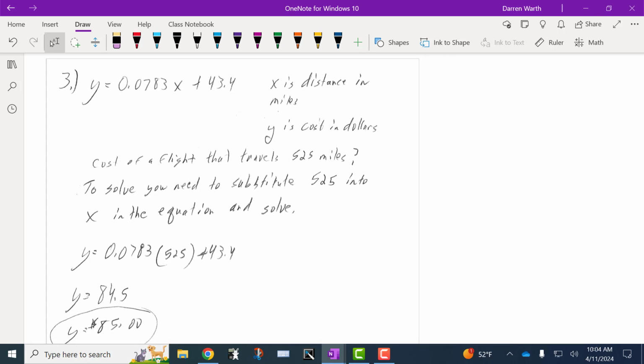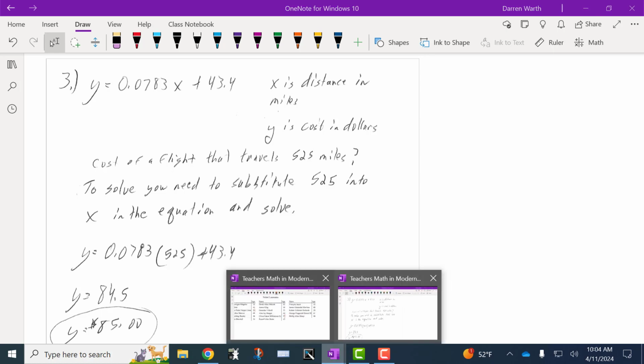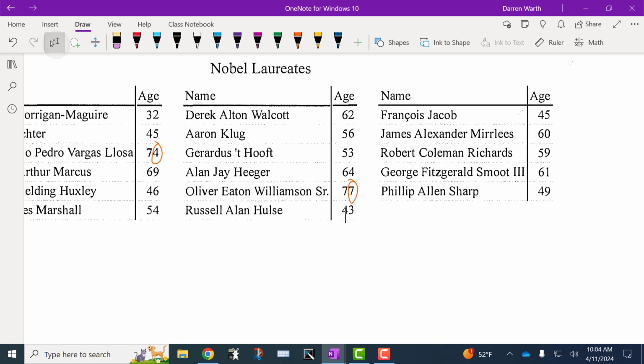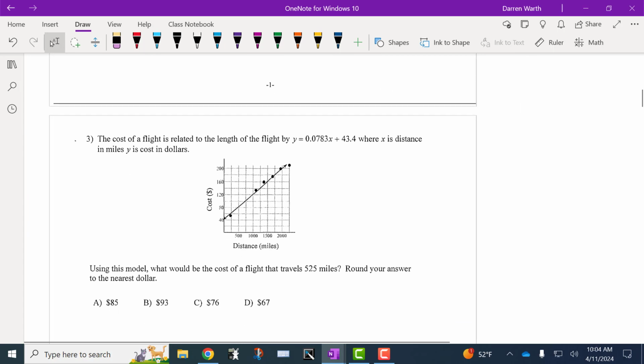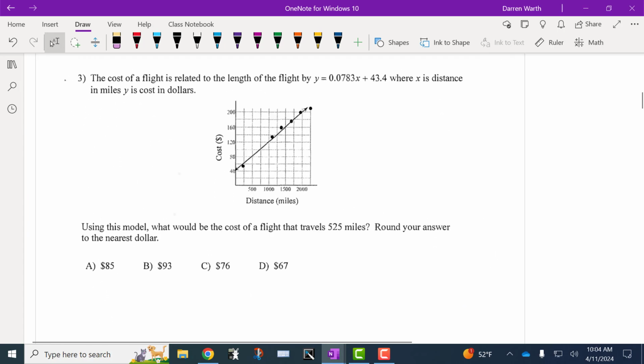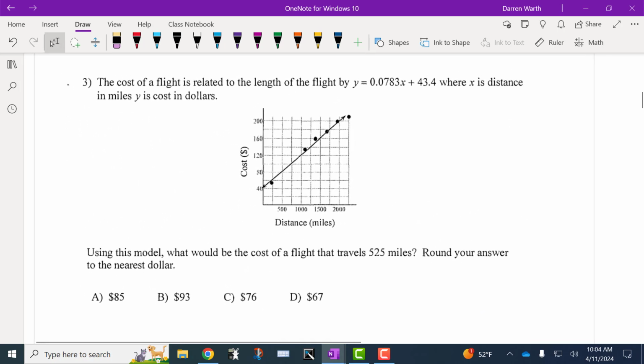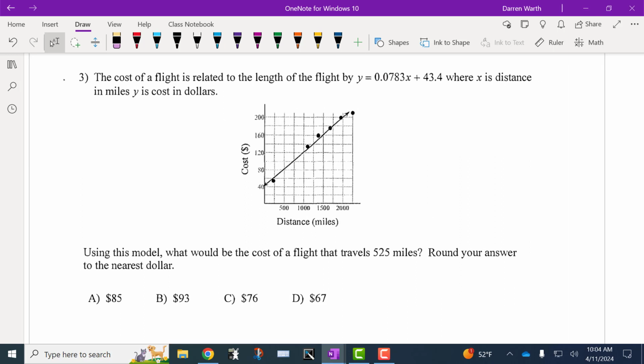The directions on number 3. Let's take a look at our review real quick here. So on number 3, it says the cost of a flight is related to the length of flight by y equals 0.083x plus 43.4, where x is the distance in miles, y is the cost in dollars.